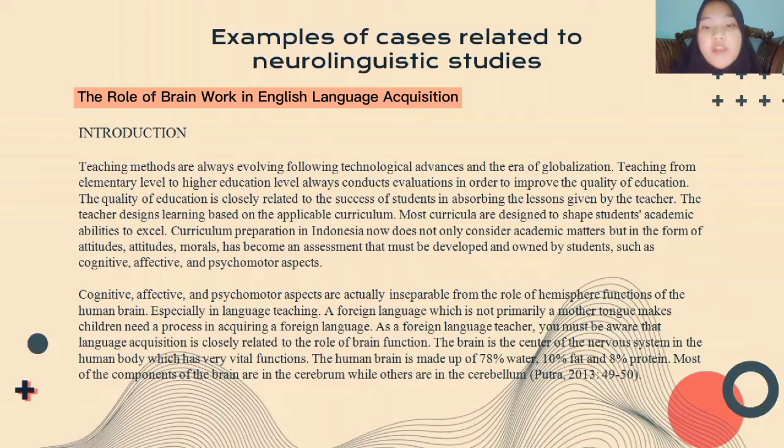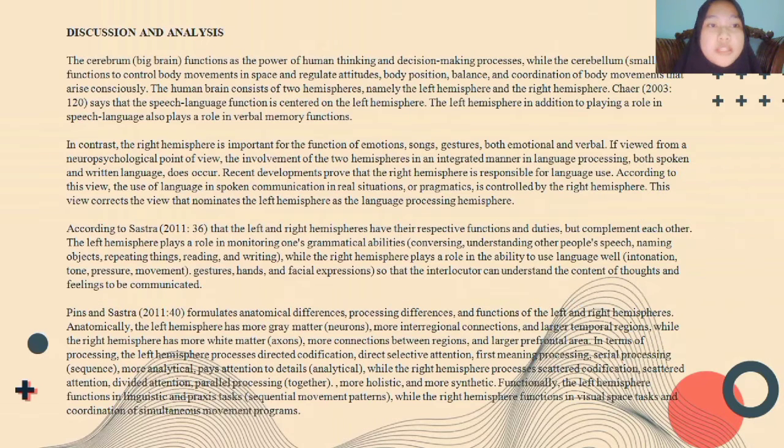The human brain is made up of 78% water, 9% fat, and 8% protein. Most of the components of the brain are in the cerebrum, while others are in the cerebellum. The cerebrum or big brain functions as the power of human thinking and decision-making processes, while the cerebellum or small brain functions to control body movement in space and regulate attitude, body position, balance, and coordination of body movement that arise constantly. The human brain consists of two hemispheres, namely the left hemisphere and the right hemisphere.